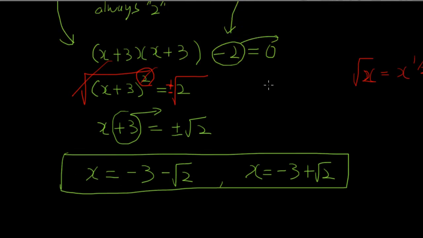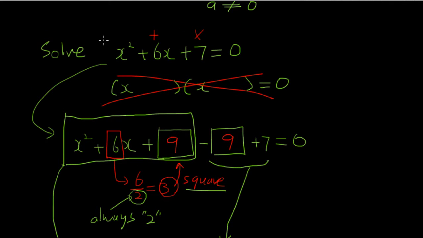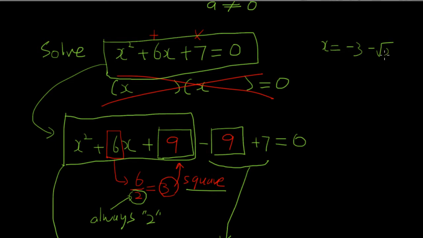Final answer for what? Final answer for this original equation. So those two answers, right? x equal negative 3 minus square root 2, x equal negative 3 plus square root 2. Those two answers are solutions for this equation, which means if we put those values in place of x right here and here, we will have this side to be equal to 0, right? Equal to 0. So there we have it.